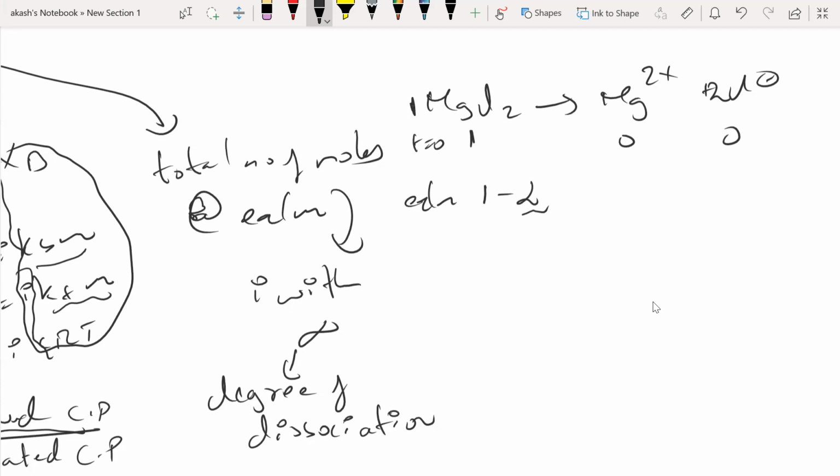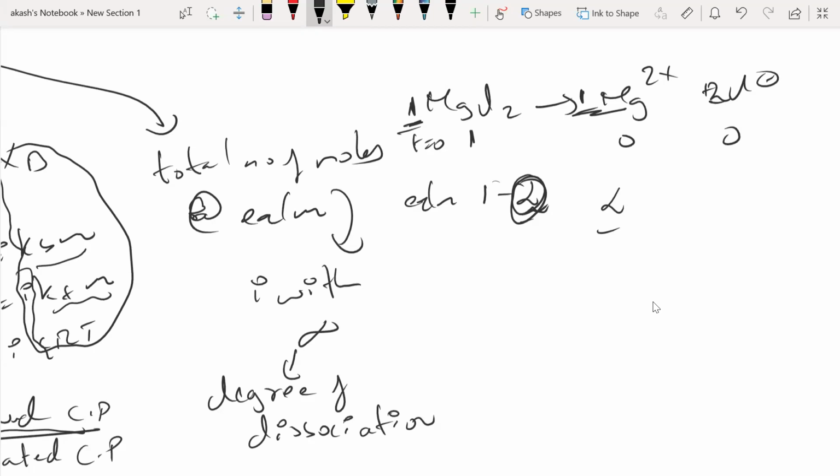Now look at the stoichiometry. 1 mole of this gives 1 mole of this and 2 moles of this. So if alpha moles are reacting here, I should get? If 1 mole reacts, I form 1 mole of Mg2+. So if alpha mole reacts here, I must get alpha, that's it, alpha moles, right? So don't forget about this one. Out of this one, only alpha moles are reacting. So if 1 mole gives me 1 mole, alpha mole will give me alpha moles.